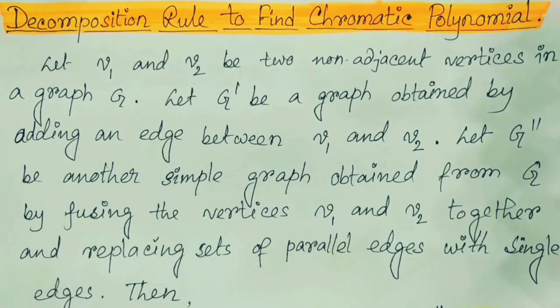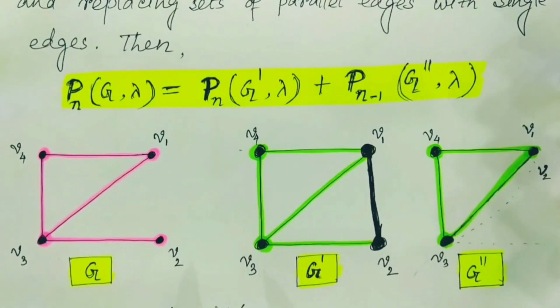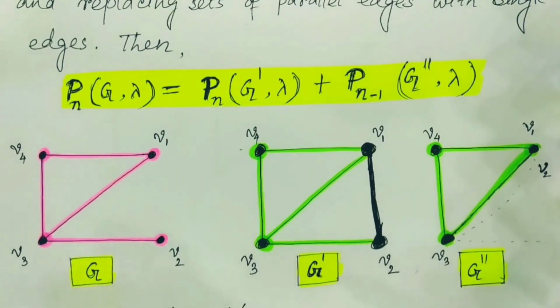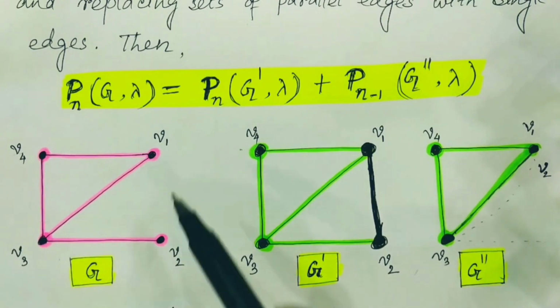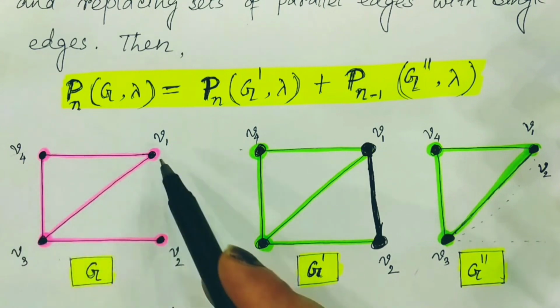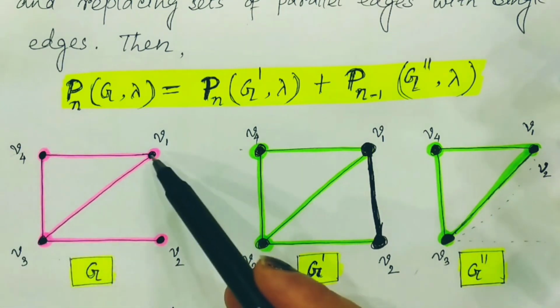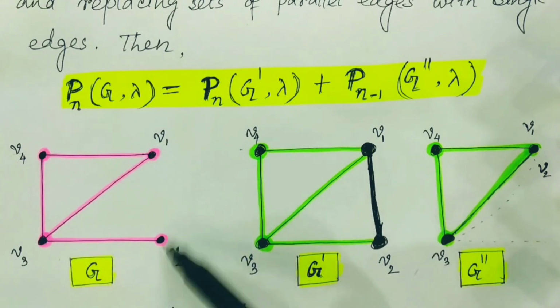So what will we do initially? Let us do it with an example, then we will understand better. Suppose a graph is given, this one. In this graph, we consider any two vertices, let them be V1 and V2, which are non-adjacent. We should consider only those vertices which are non-adjacent. So if this is the given graph, then here V1 and V2 are the non-adjacent vertices which we can consider. Using these two vertices, we will create two graphs from this graph. The first graph should be created by joining these two vertices which are not adjacent.